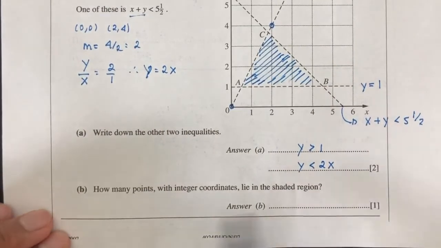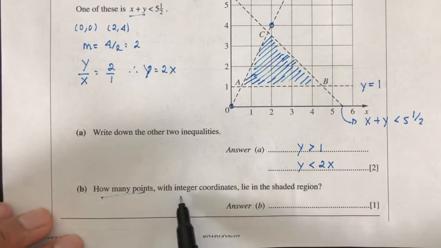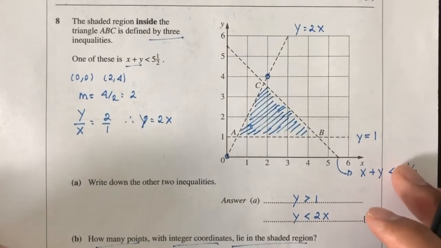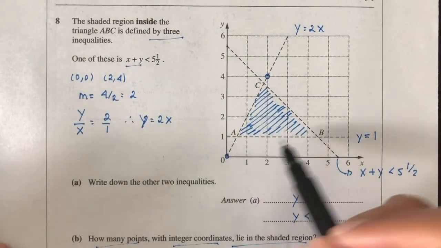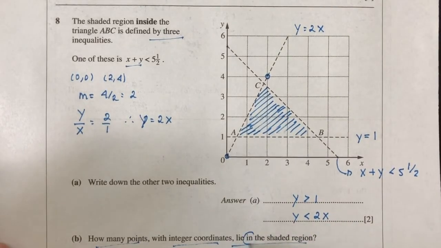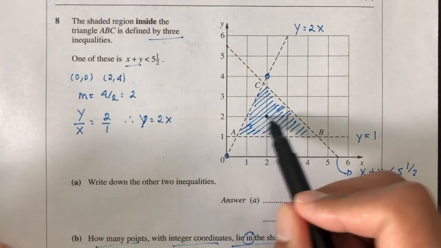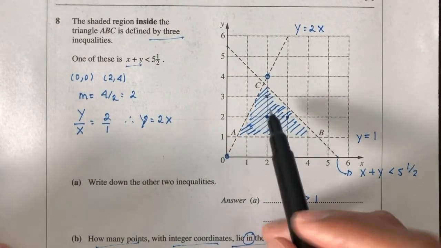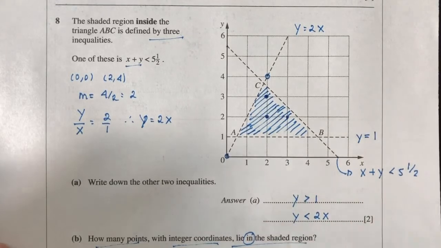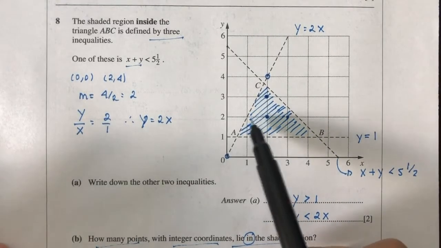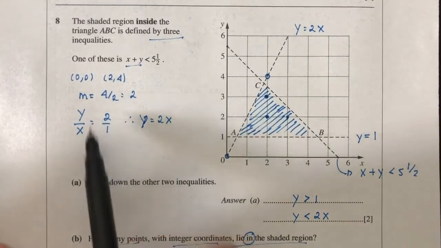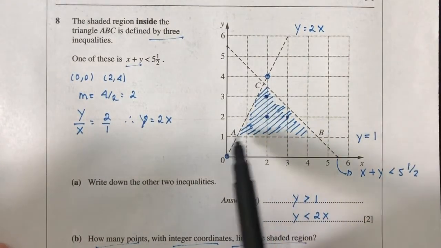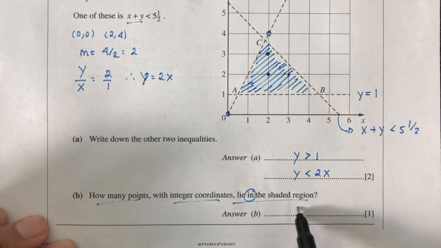Now for part B, how many points with integer coordinates lie in the area? So we can just count how many integer points. So inside the area, it will be 1 here, 2 here, 3 here. Yep, and that's it. 3 points lie inside the area. Because this does not count because it is not inclusive. It's just inside. We have 1, 2, and 3. And that's it, 3 points inside the region.